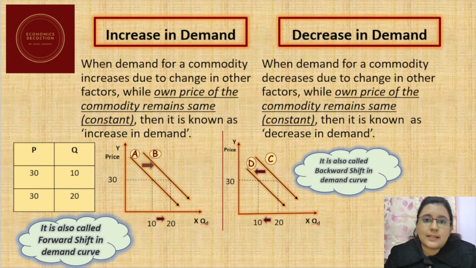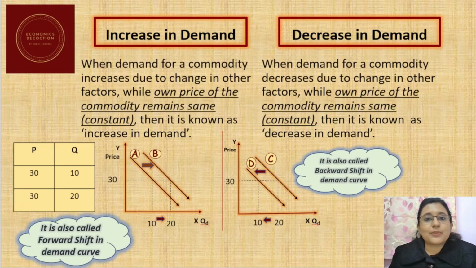So this basically shows that shift in demand occurs when there is no change in the own price of the commodity while other determinants of demand change. Increase in demand is also known as forward shift in demand curve, while decrease in demand is also known as backward shift in demand curve. So I hope that the concept of increase in demand and decrease in demand is now clear to you, and also you have got the idea of the difference between movement along the demand curve and shift in demand curve.